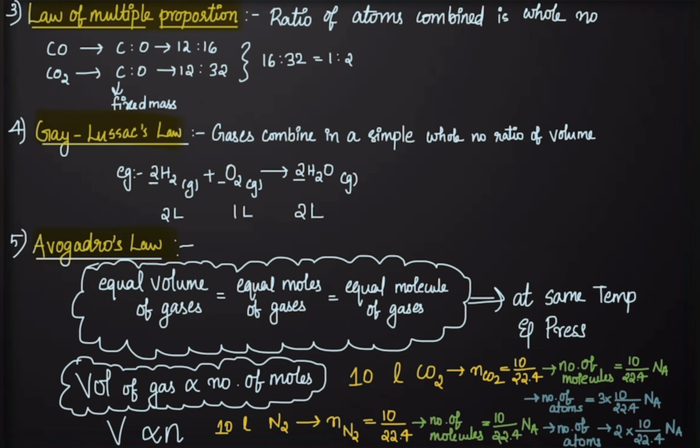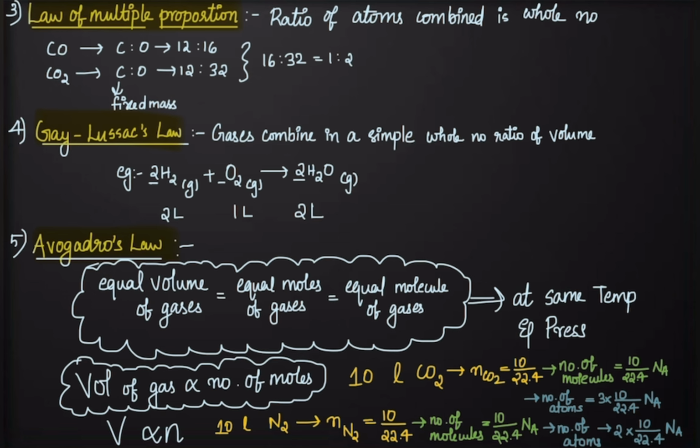10 liter carbon dioxide has 10 divided by 22.4 moles, so the number of molecules will be 10 divided by 22.4 into Avogadro number. But atoms will be different. The atoms here are 3 into 10 divided by 22.4 into Avogadro number.